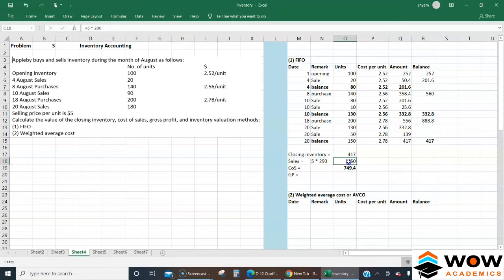Okay, we got it. So sales minus cost of sales is gross profit. So this is our gross profit. Okay, so that's about the concept here.